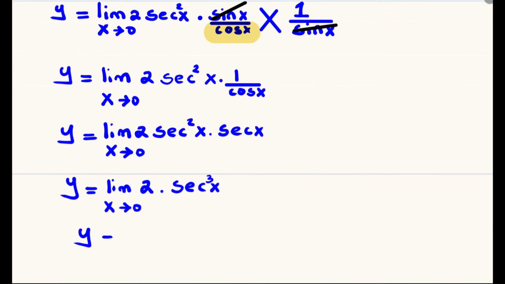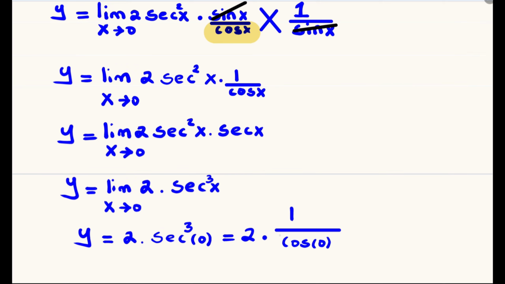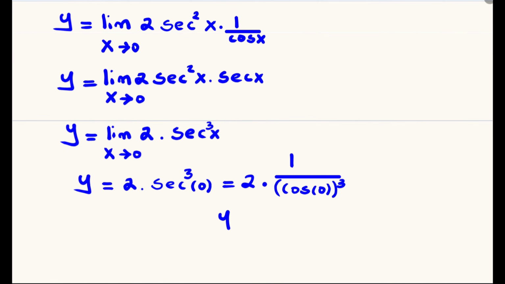Now we directly substitute and we drop the limit, and we have 2 multiplied by the sec cubed of 0 where there is x. The sec cubed of 0, we write it as 1 divided by cos of 0 raised to the power 3 on our calculator, and it will be equal to 1. So we have y is equal to 2 multiplied by 1 divided by 1, which is equal to 2. So our y is equal to 2.